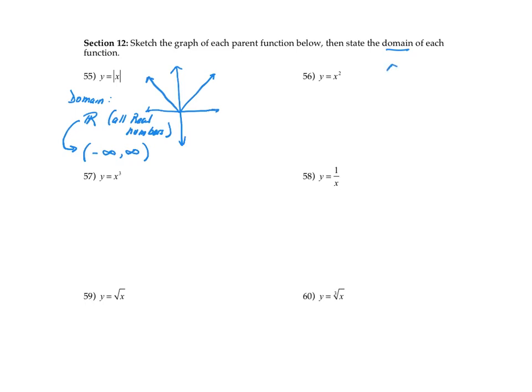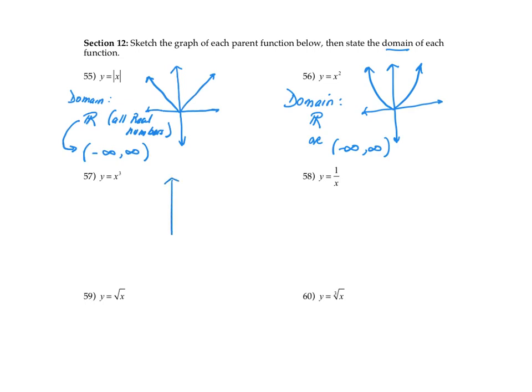Okay, so number 56, we have x squared. It's a simple parabola right there centered at the origin. So its domain, again, would be all real numbers. And we want to stick with trying to do interval notation. So negative infinity to positive infinity. So basically every value of x could be used.